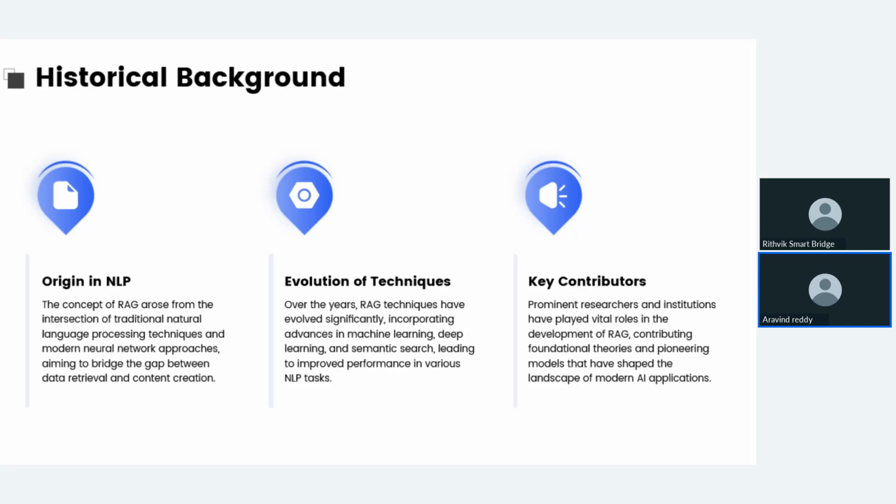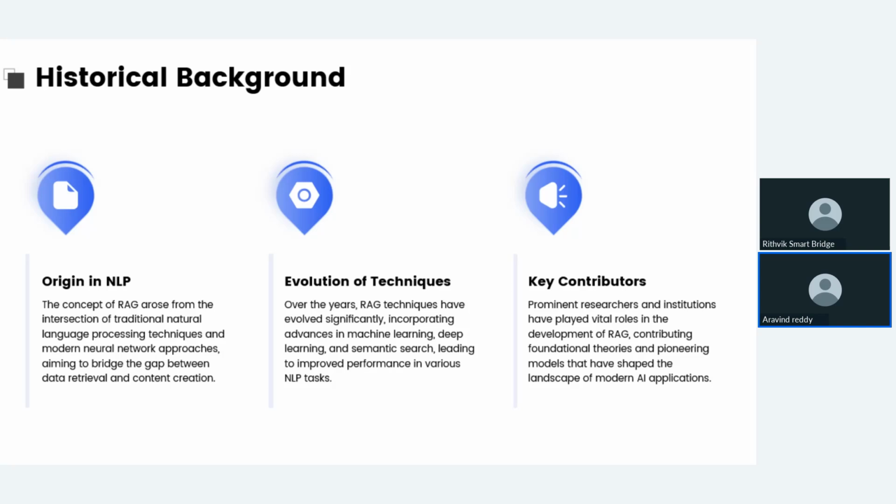And the evolution of techniques: over the years, RAG techniques have evolved significantly. A number of techniques are evolving, like machine learning, deep learning, and semantic search, leading to improved performance of various NLP tasks, right? Every time models get updated and a new model comes into the market, that model adapts from the previous ones, and it is going to adapt with newly coming models also. So they make tasks more friendly. They can do a number of tasks using these techniques, isn't it?